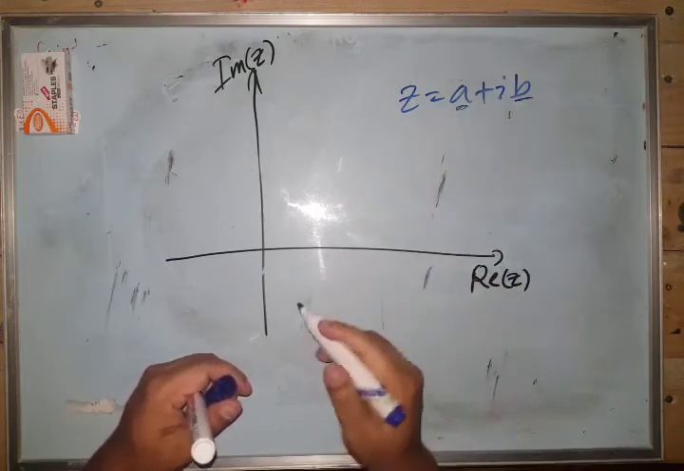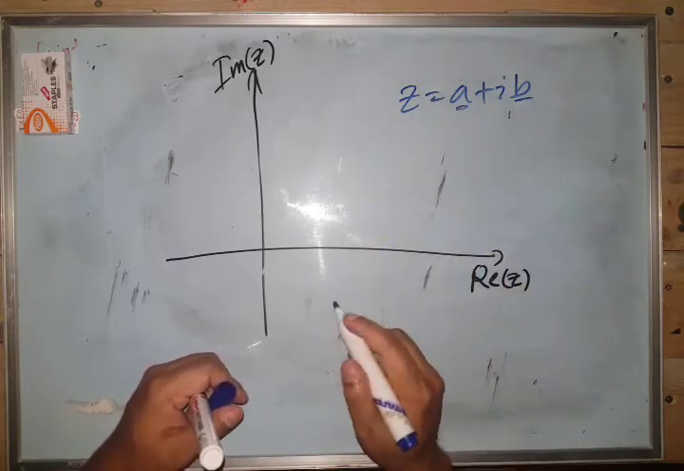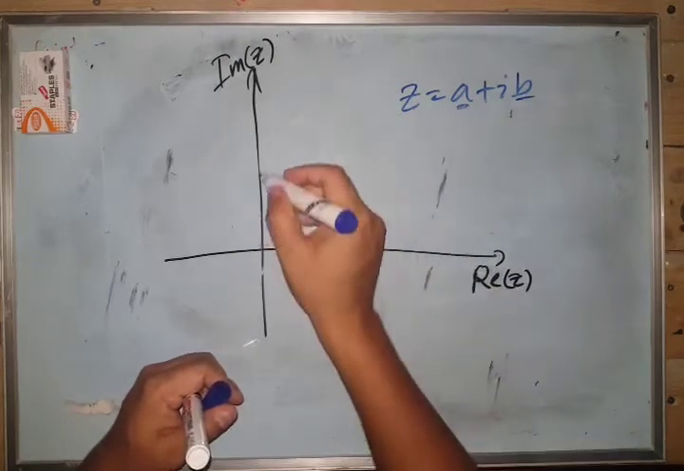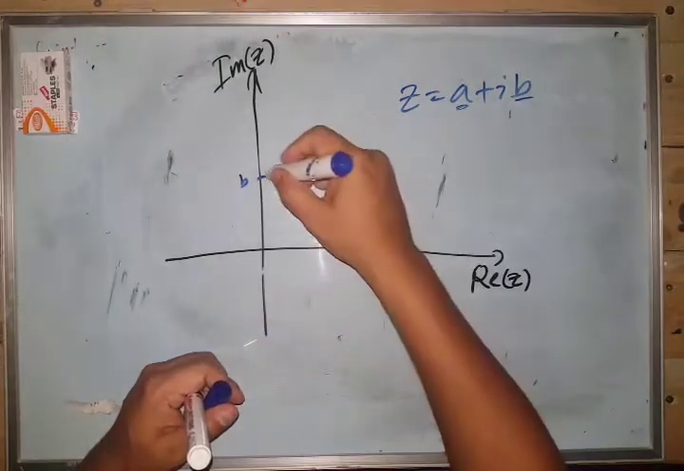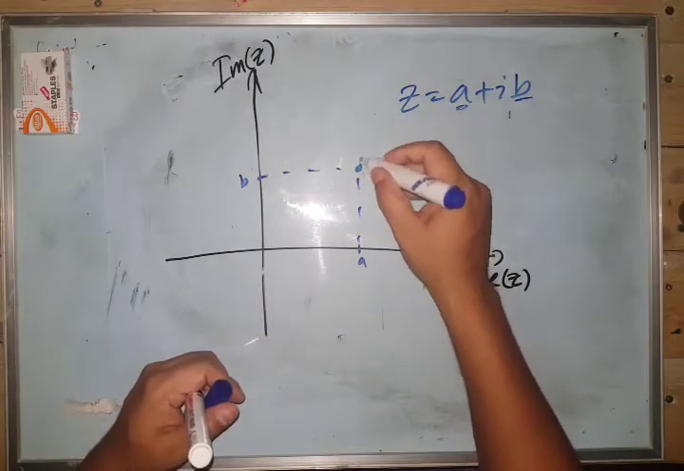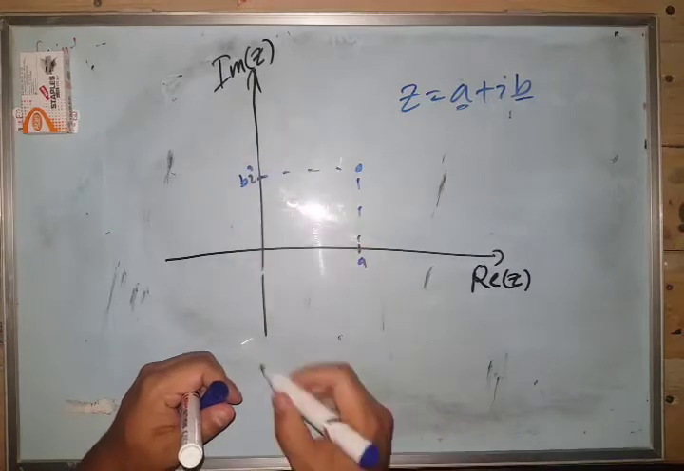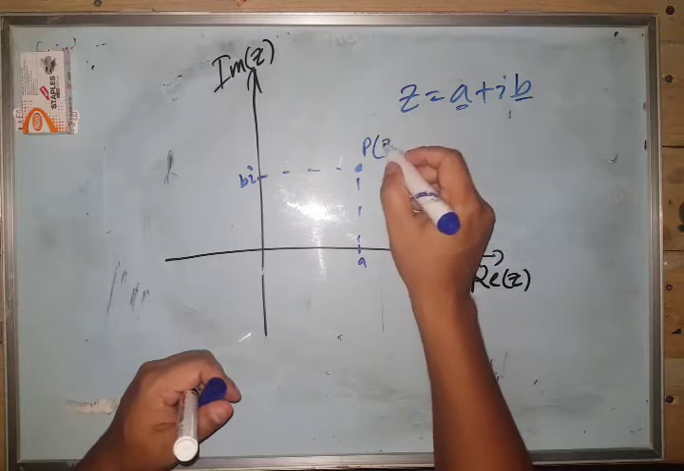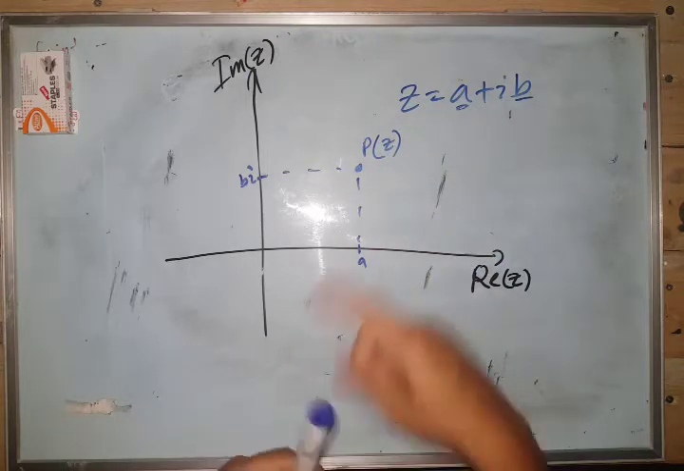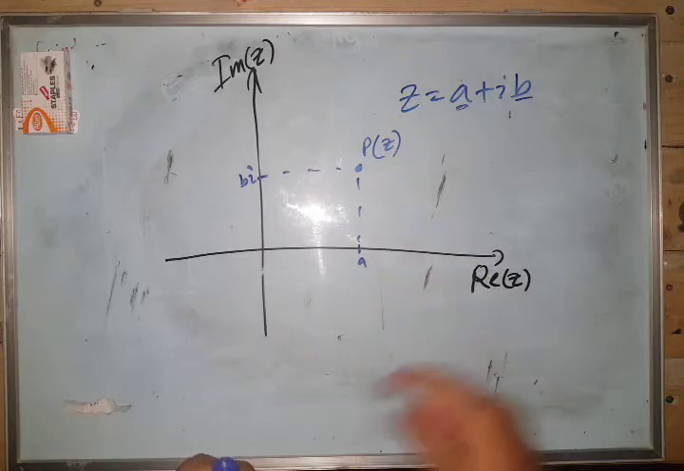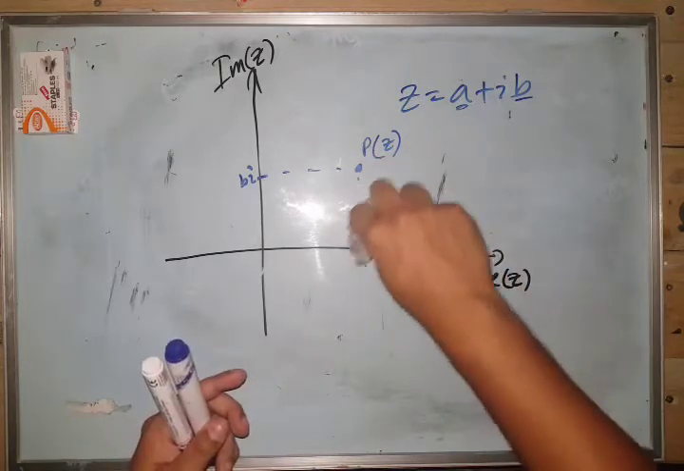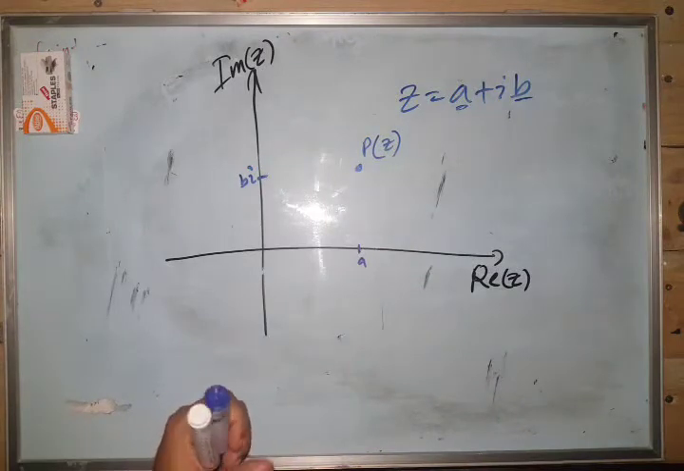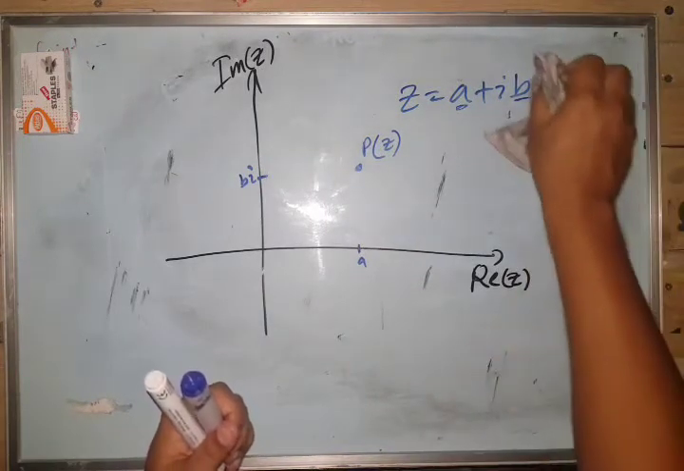If you were to locate this complex point, you can locate first the real part, which is a, and the imaginary part, which is b. So you would get this point, right? This is bi actually, and this point we can name as P of c, the point of complex number c. Any point in the complex plane represents a unique complex number.